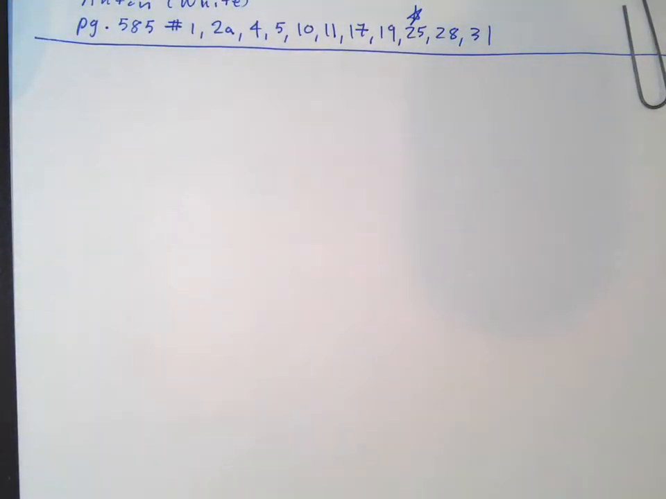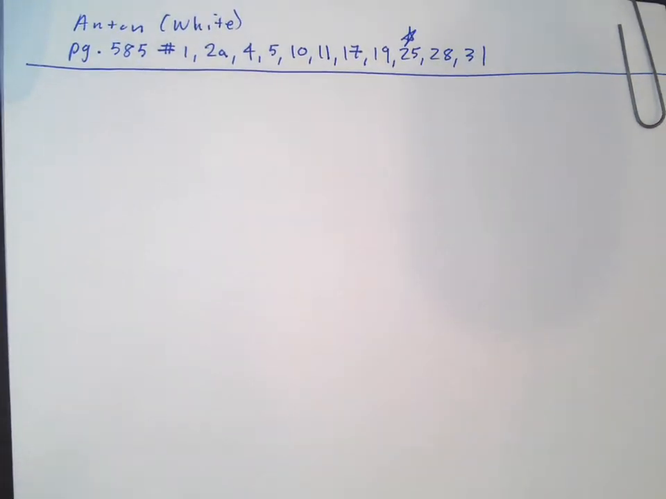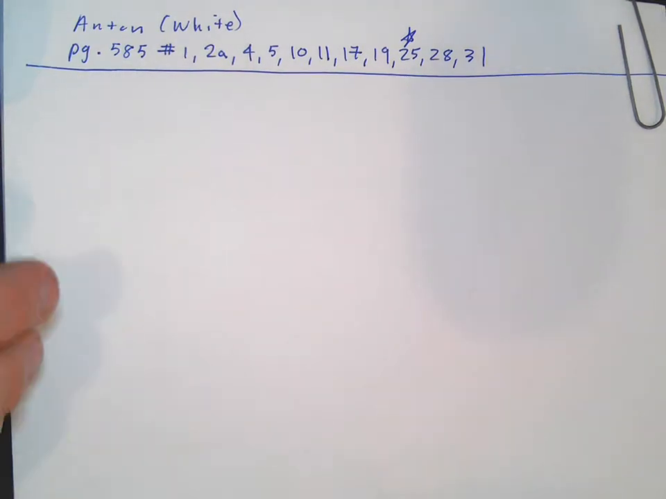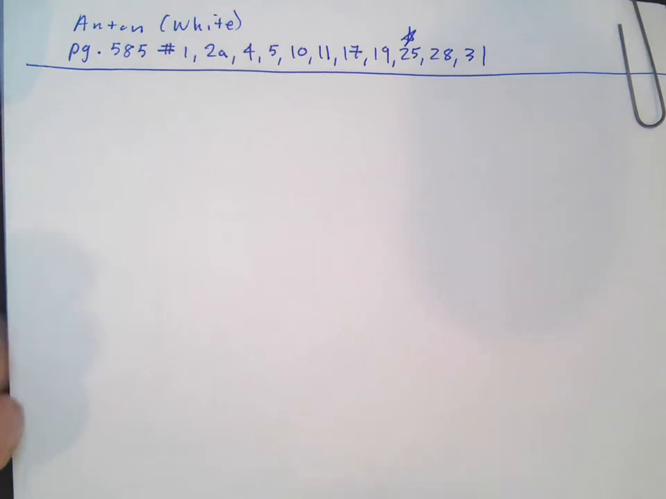AP Calculus BC, Unit 5, Day 9, office hours. These problems were out of your old book from last year, Calc AB. The author's Anton, one of the authors.